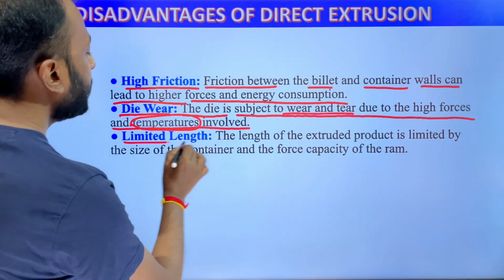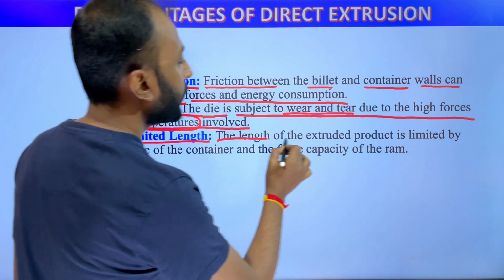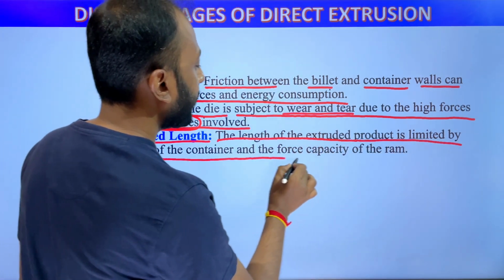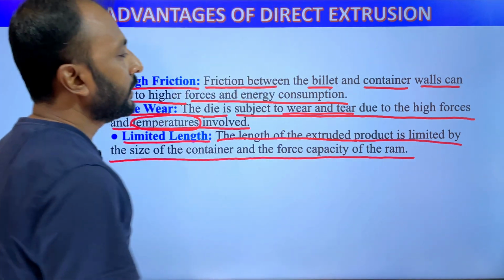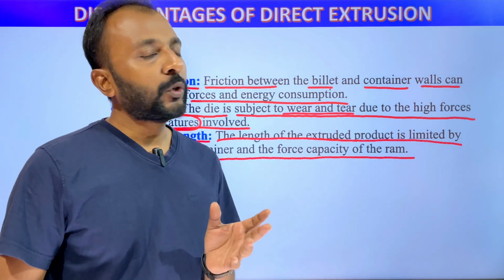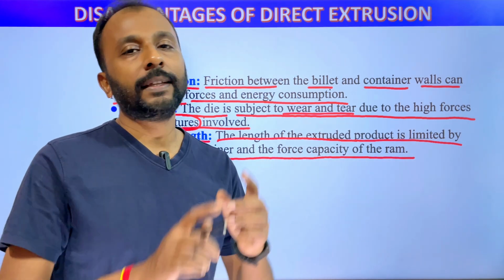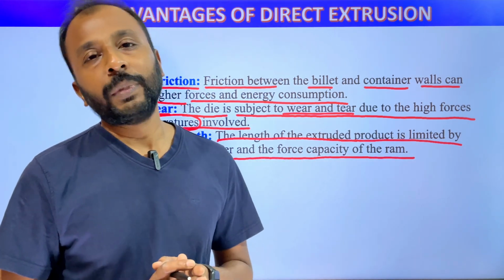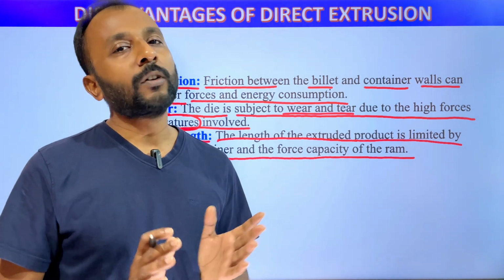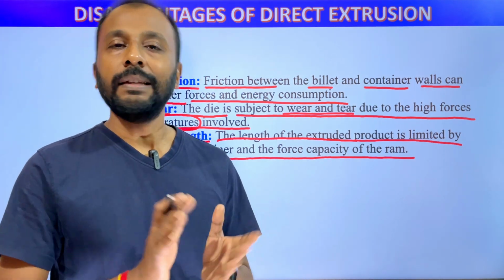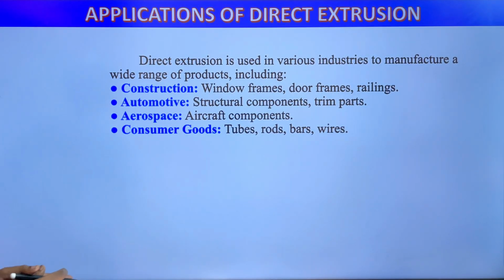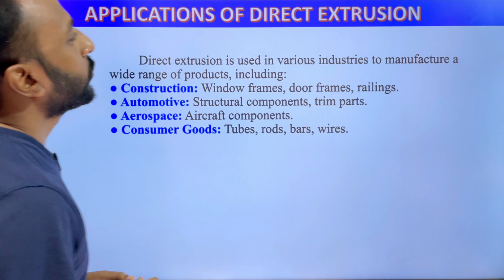The last one is limited length. The length of the extruded product is limited by the size of the container and the force capacity of the ram. So the length of the product is limited because firstly we have to fill the container with heated raw metal. The amount of the filled raw metal is limited, so the length of the product will be limited for this direct extrusion process. Now let's discuss about the applications of direct extrusion process.